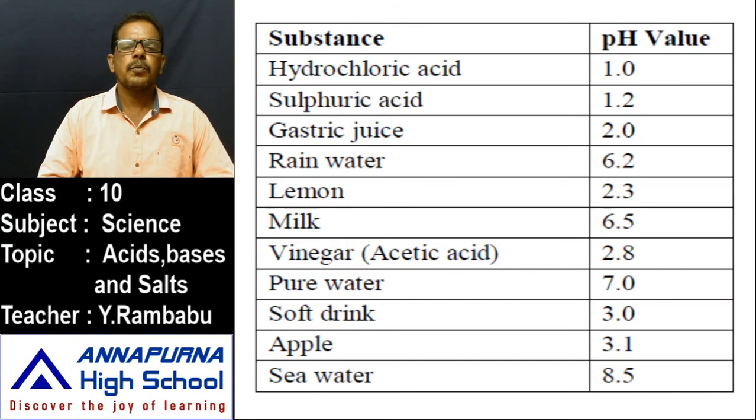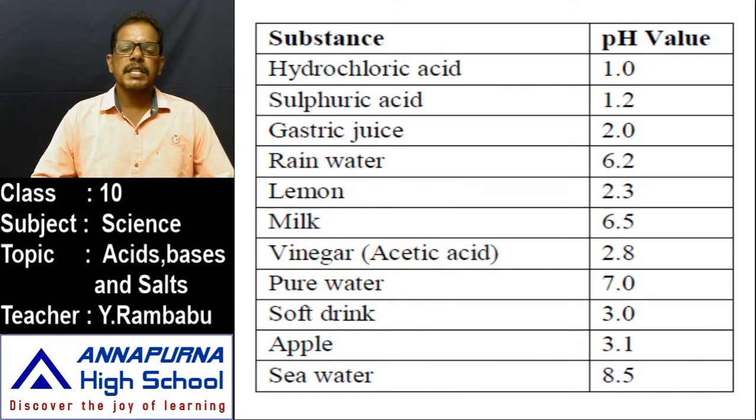Actually it is not 2.8. It is incorrect. Its pH value is between 6 and 7. That's why vinegar is also a weak acid. Why? Acetic acid is a weak acid. The value given in this table is incorrect, so correct it. And pure water is 7, meaning neutral. Soft drinks, that is aerated water, have a pH value of 3, and apple juice 3.1, so these are also acidic in nature.